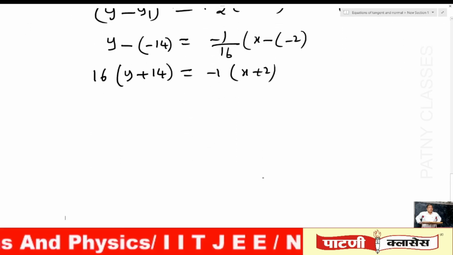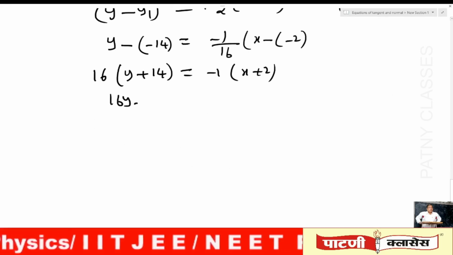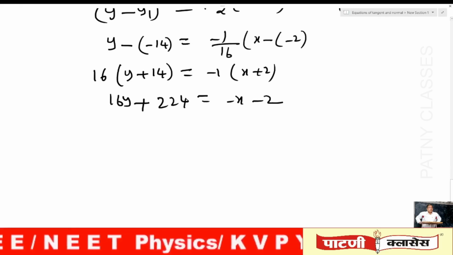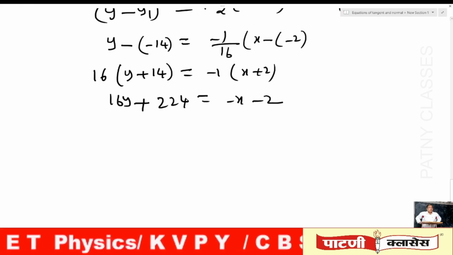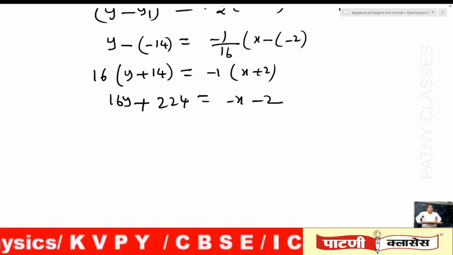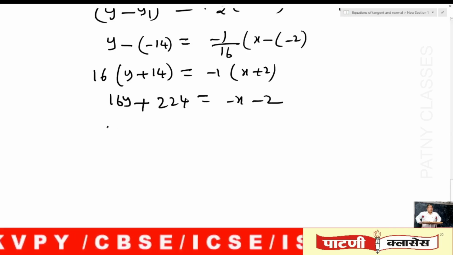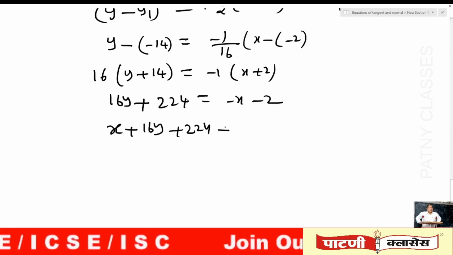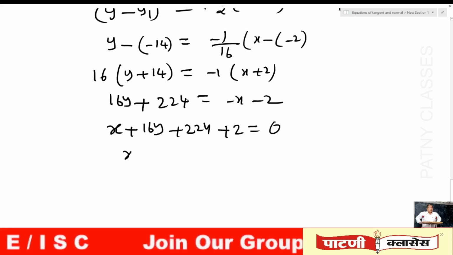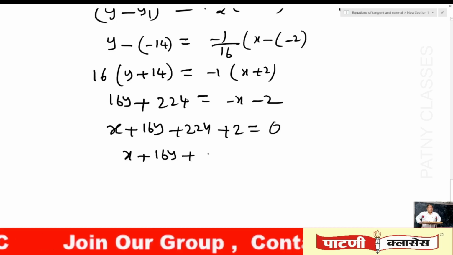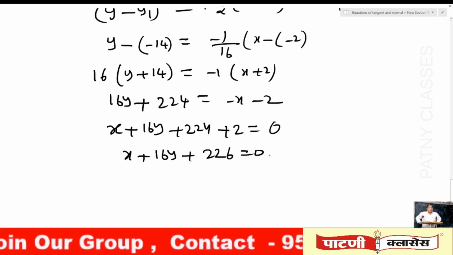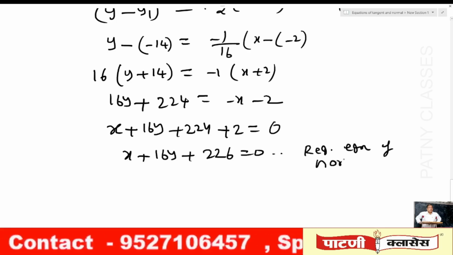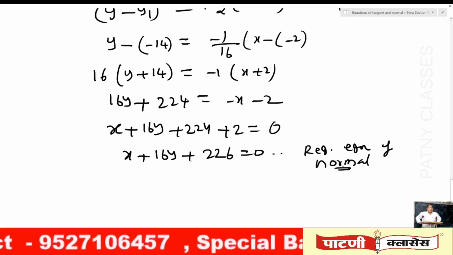Now simplifying, 16y plus 16 into 14, that is 224, equals minus x minus 2. Bringing minus x to the left side, it becomes positive, 16y is already there, 224 minus 2 to the left side becomes plus 2, equals 0. So x plus 16y plus 226 equals 0. This is the required equation of normal. Thus the equation of tangent and normal we obtain.